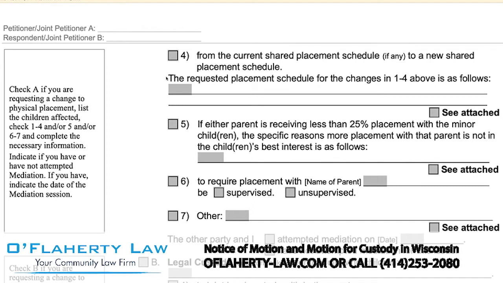And if you picked 1 or 4 up above, then you would need to put in what new schedule and placement you want for the children. And 2 lines really isn't enough, so you can always just click See Attached and write out your proposed new placement schedule for the children on a separate sheet of paper and just title it Proposed Placement Schedule. And make sure it's very clear and easy to understand. You might want to number the pages so that when we're going over it in court, it's easy for everyone to locate the page you're talking about.